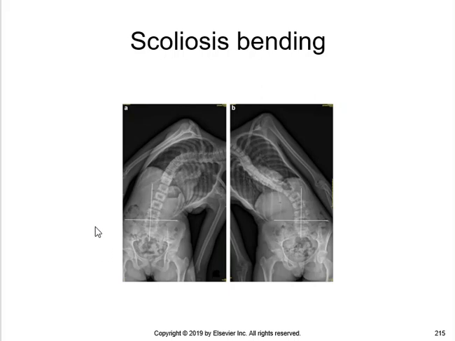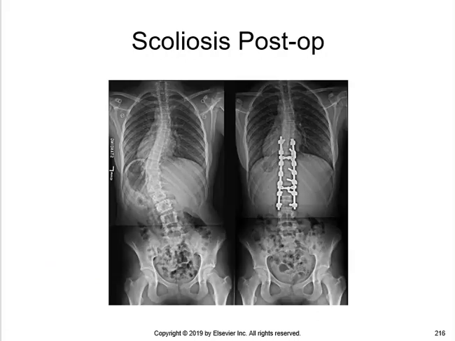So scoliosis with bending. Bending is off to the side as opposed to flexion and extension, which is anterior to posterior. And those will be Harrington rods. Harrington rods are an attempt to straighten out the curvature. So you've got a primary curvature, you've got a secondary curvature, and the Harrington rods are, again, just intended to straighten out the scoliosis.